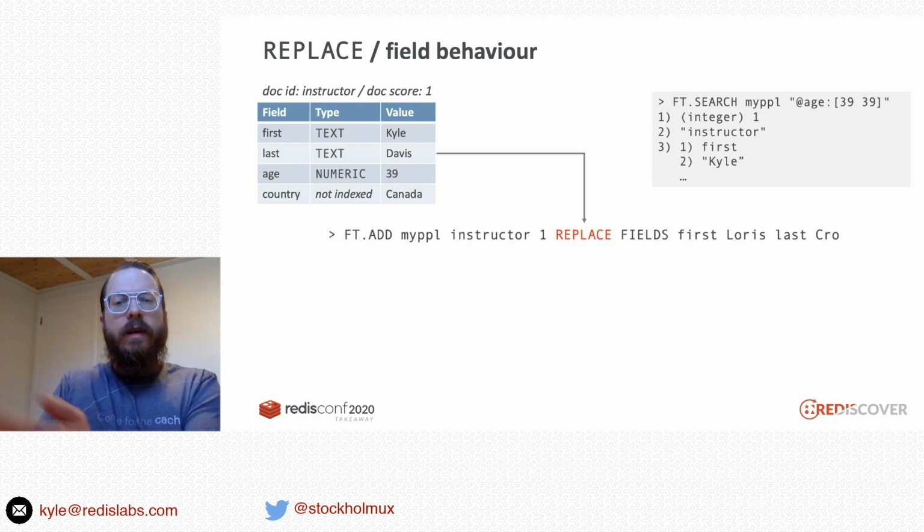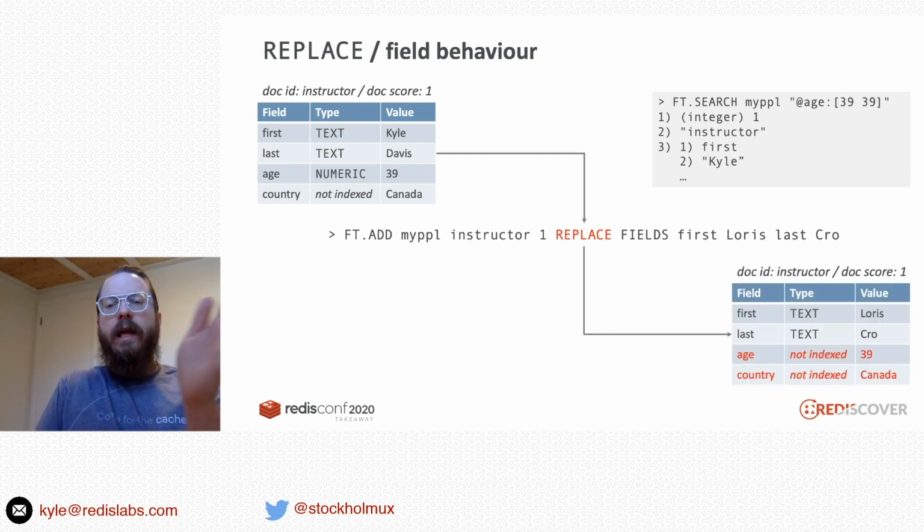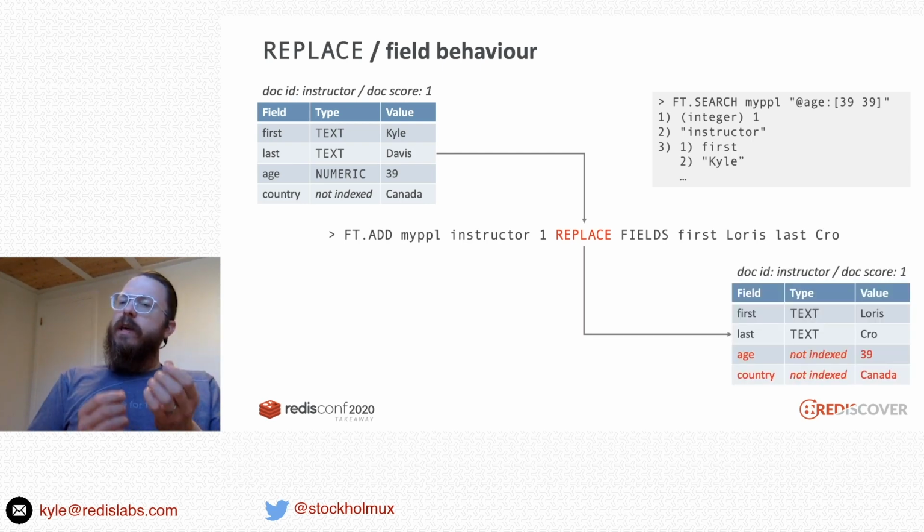How we do this is using FT.ADD REPLACE. And here we're going to replace the first and last fields with Loris and Crow instead of Kyle and Davis. Loris Crow is another person on our developer advocacy team. So in that case, we're just replacing these names. And then we result in something quite curious.